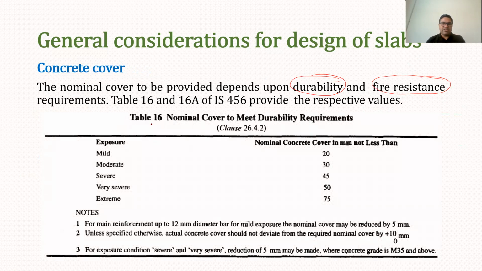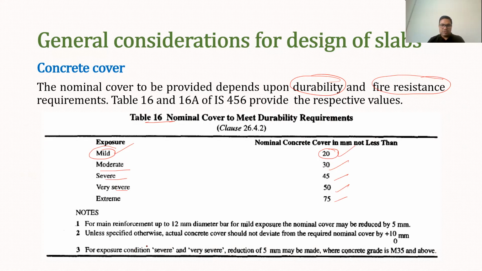So this is Table 16, in which the nominal value of clear cover is mentioned depending on the different types of exposure. So we have mild exposure, moderate exposure, severe or very severe. Based on that, we have these cover values, the minimum cover that we should provide in our member, which is dependent on the type of exposure.